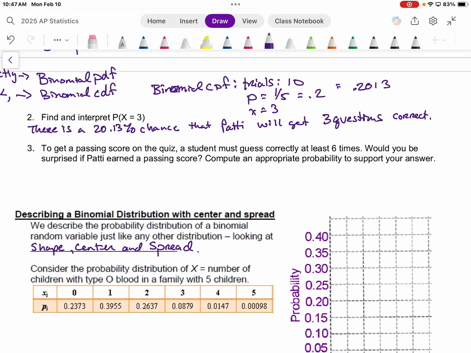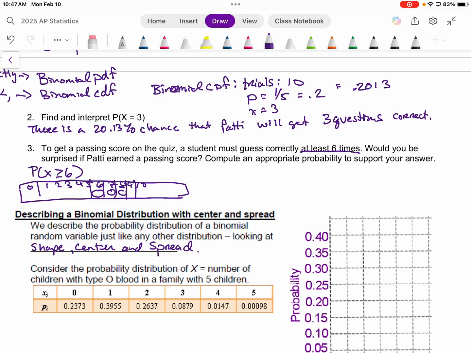To get a passing score on the quiz, the student must guess correctly at least 6 times. So we're trying to figure out the probability that Patty earns a passing score, which means she's got to get at least 6. So that's greater than or equal to 6 is my statement. Now here's where we got to be careful. If we had a big table of values, and we had 0, 1, 2, 3, 4, 5, 6, 7, 8, 9, 10, we would add up all the probabilities from 6 through 10 together, and that's going to be my answer.